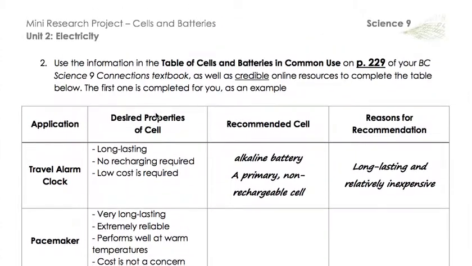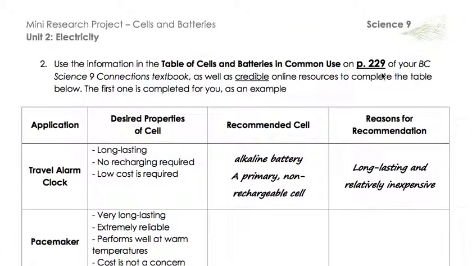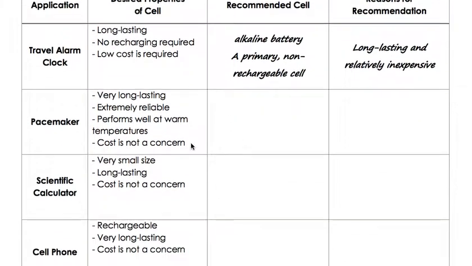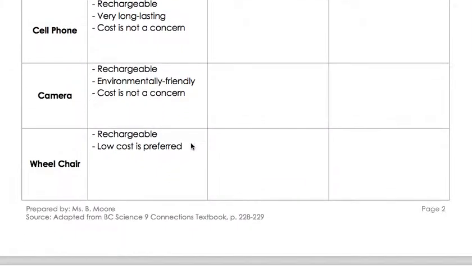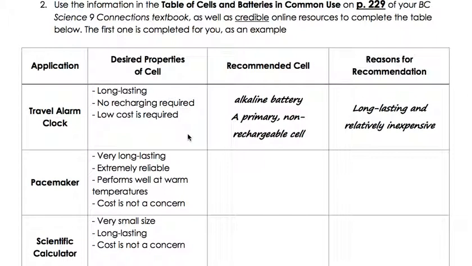Once you've got your textbook open to page 229, you'll see that there's a lot of information to consider when it comes to selecting the appropriate cell or battery for each application. So Ms. Moore has summarized for you here the most important information for each cell to help you narrow it down.